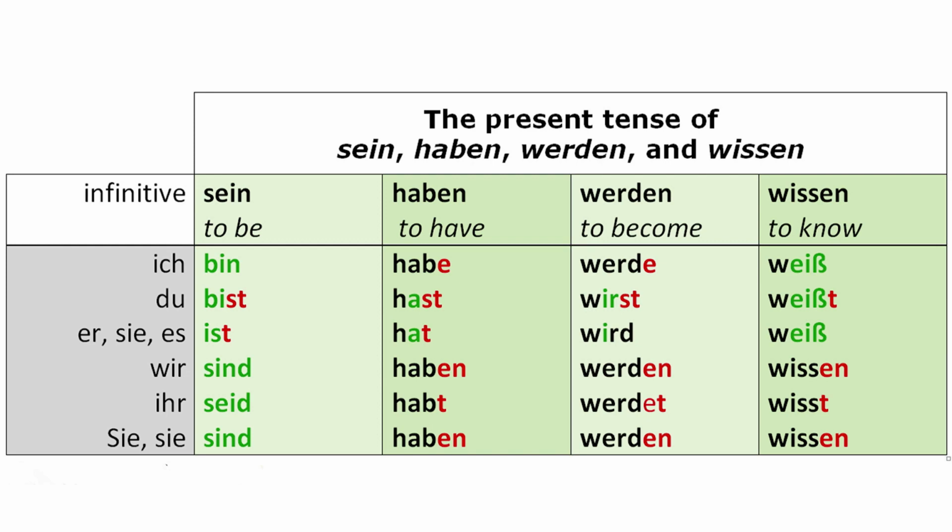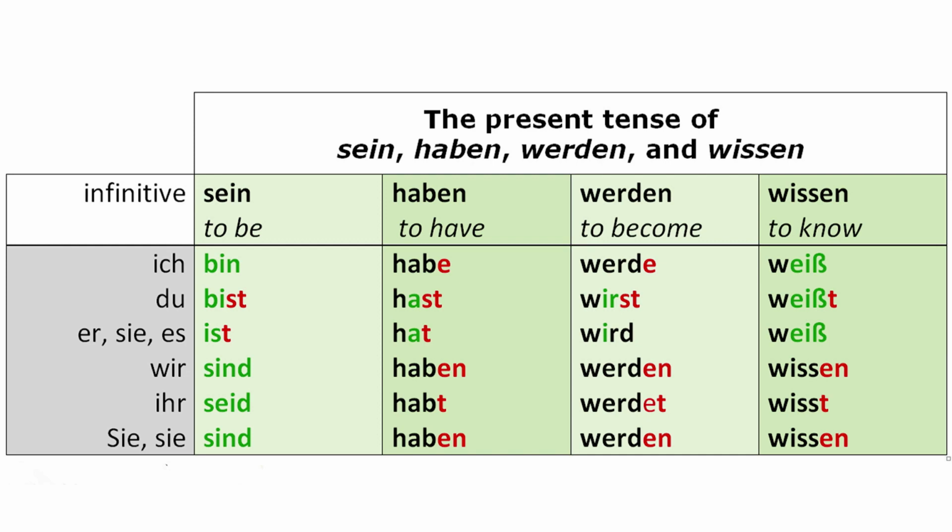Like tanzen, tanzt, tanzt, tanz, tanzen. Only the radical gets changed, not the stem. And in irregular verbs, the whole pattern gets changed, or anything can change. You can see it in sein: bin, bist, ist, sind, seid, sind.